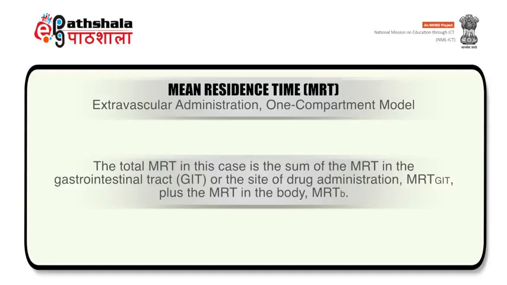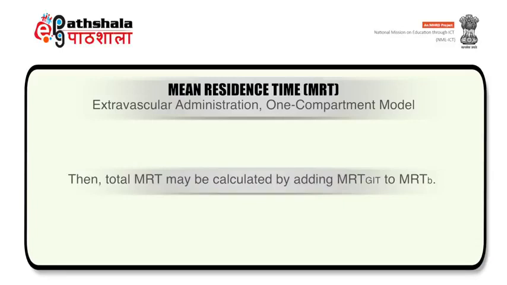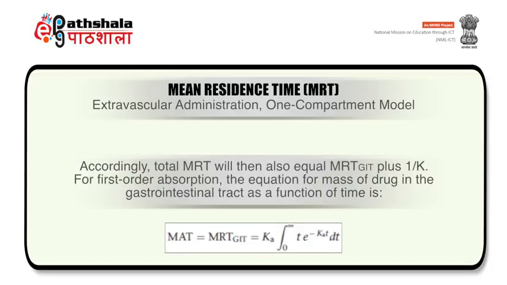The total MRT in this case is the sum of MRT in the gastrointestinal tract, that is GIT, or the site of drug administration, that is MRT GIT, plus the MRT in the body, that is MRT-B. Therefore, it is necessary to calculate MRT GIT. Then total MRT can be calculated by adding MRT GIT to MRT B. Accordingly, total MRT will then also be equal to MRT GIT plus 1 over K.